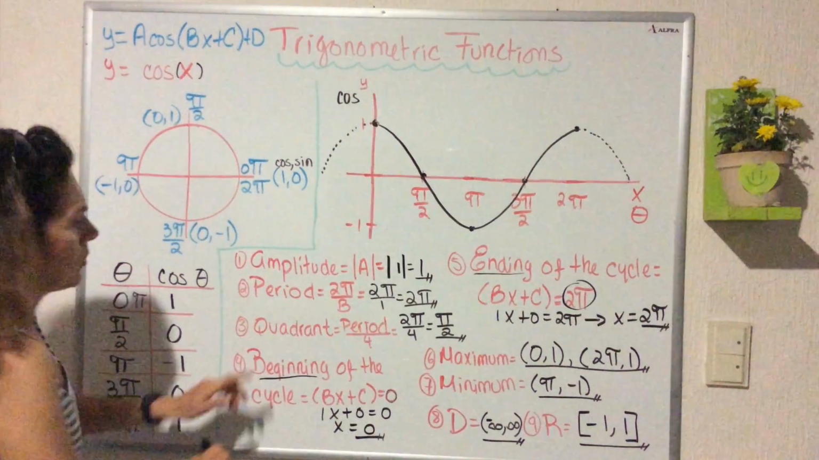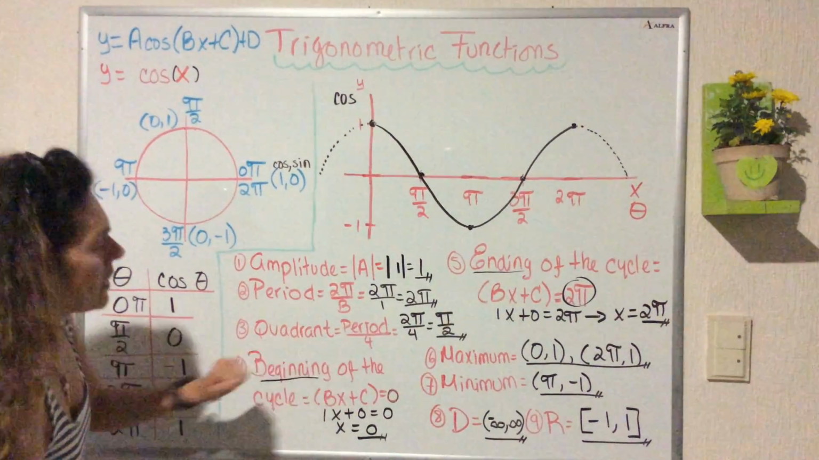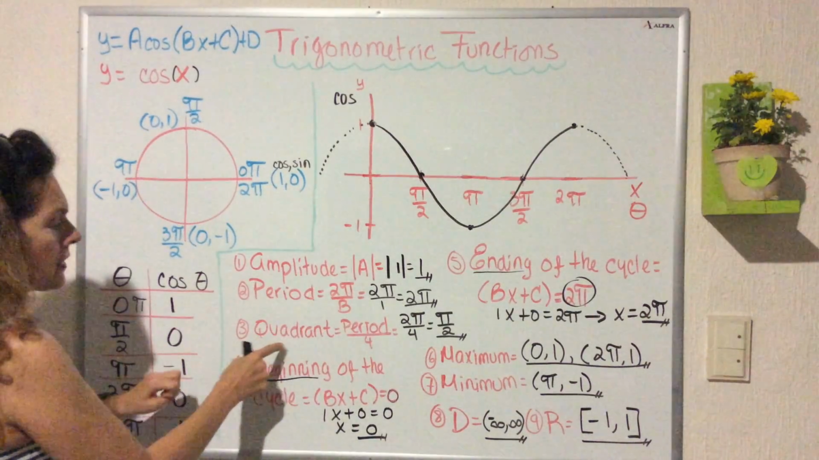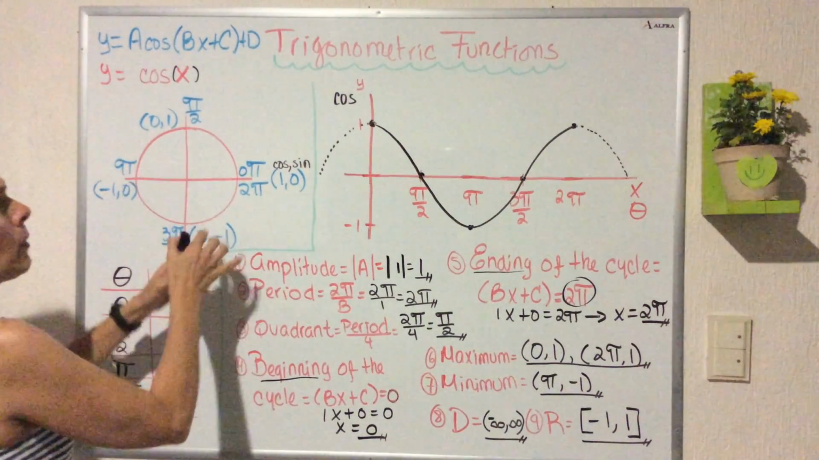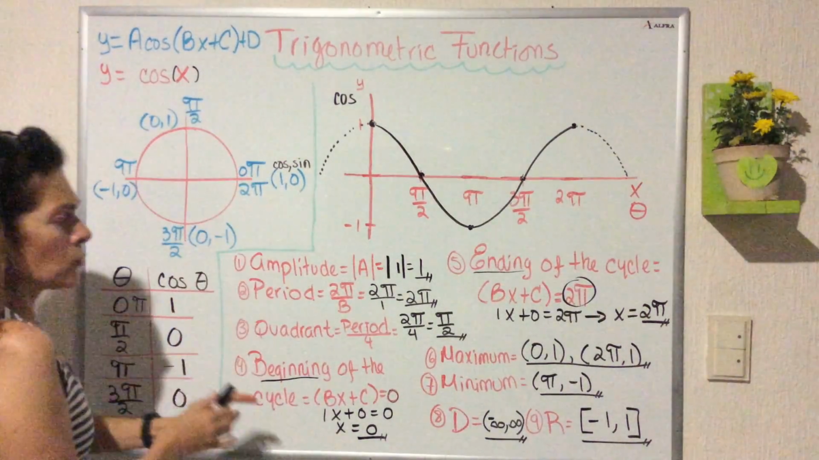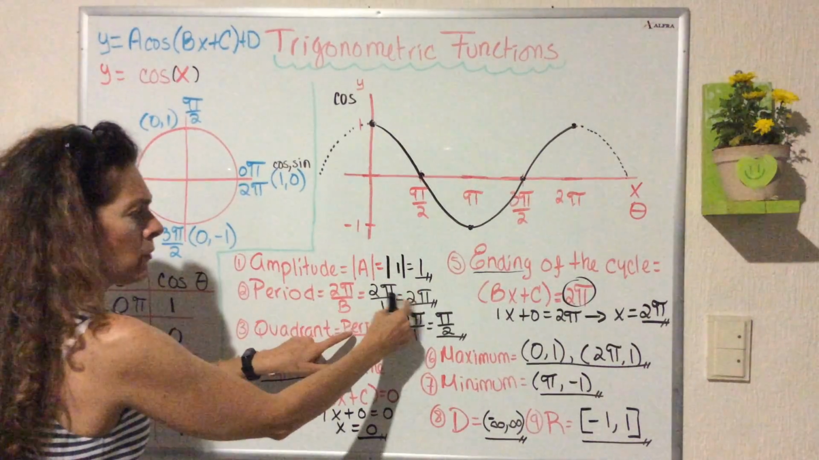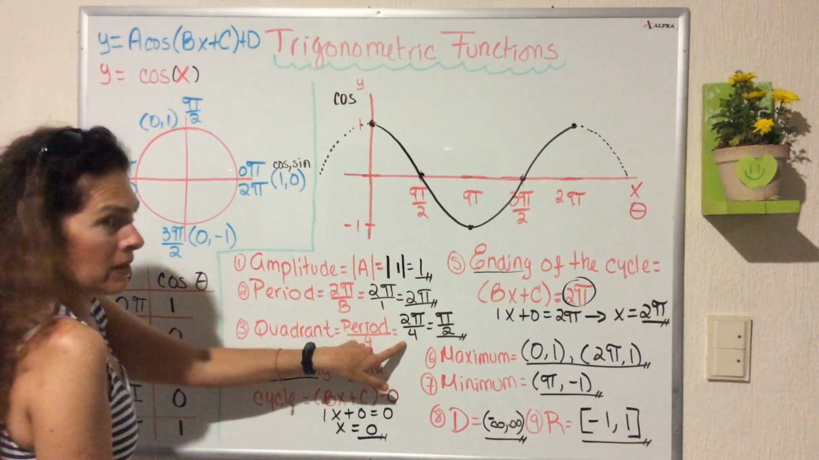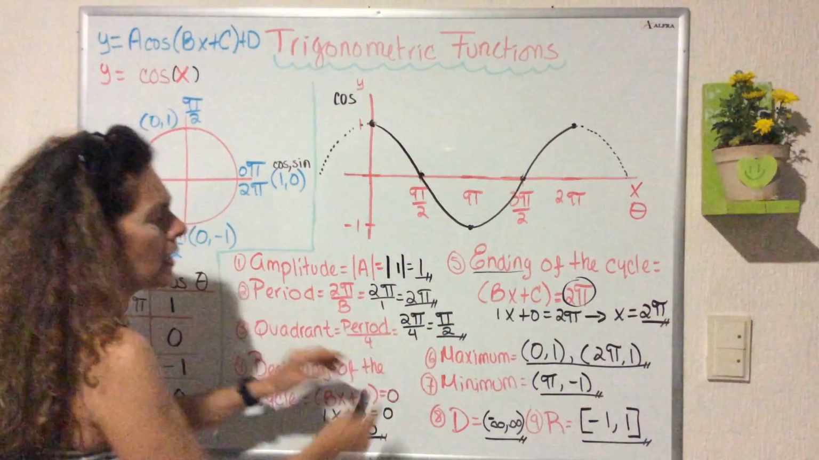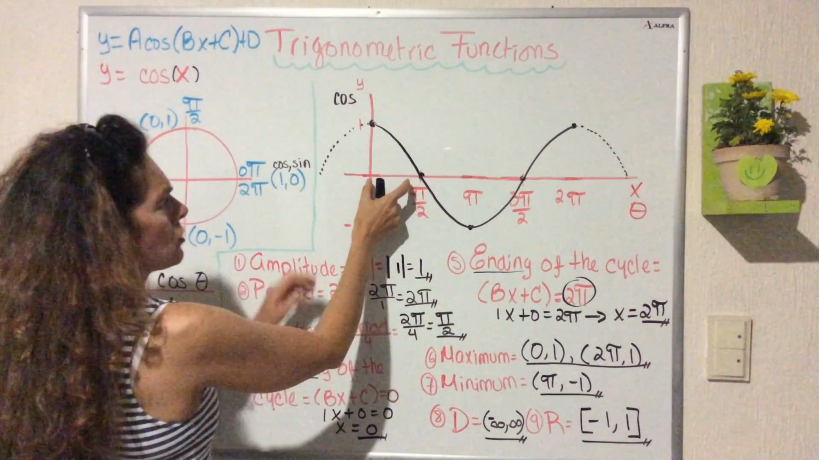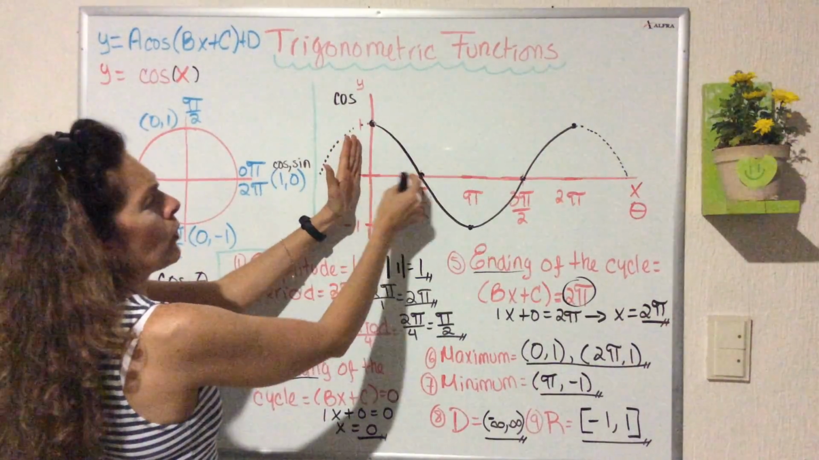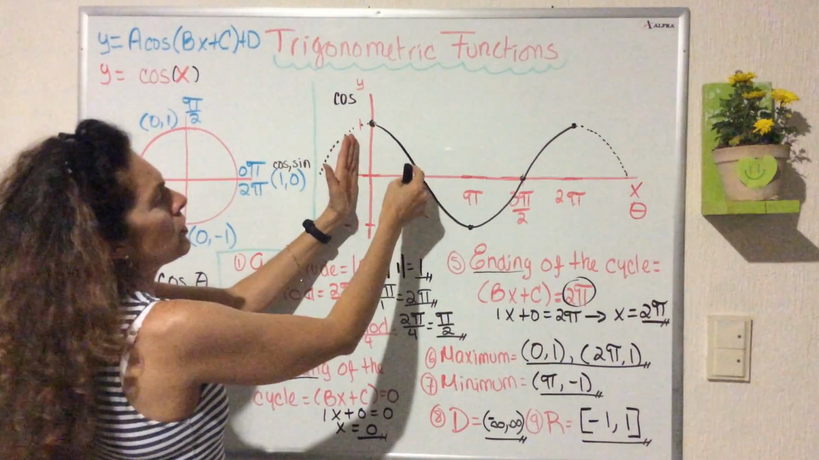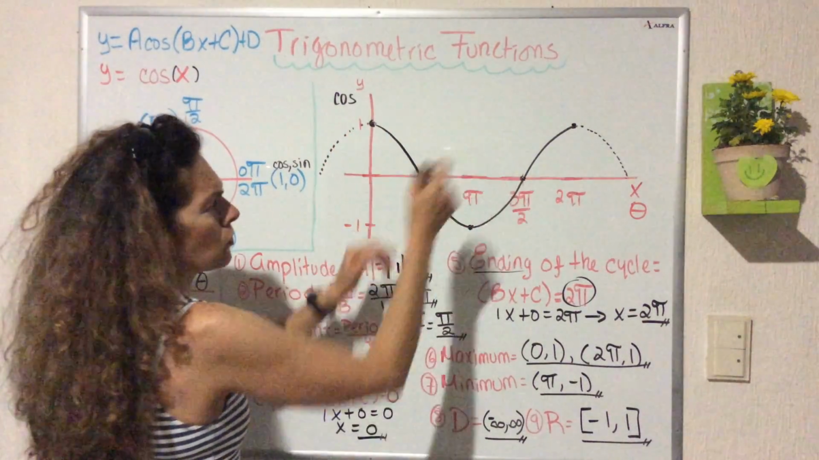Okay? Good. And then the quadrant. This is the size of the quadrant. Do you remember about the 4 quadrants? That's why we have to divide the period that we have gotten here by 4. So this is 2 pi divided by 4, which is pi halves. And this is the measure that you are going to have from one point to the next one. From here to here, here to here, and you continue.